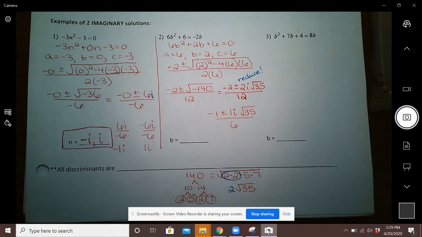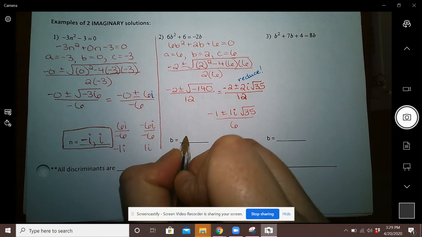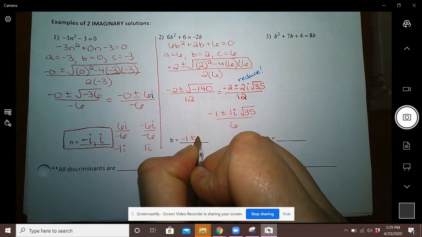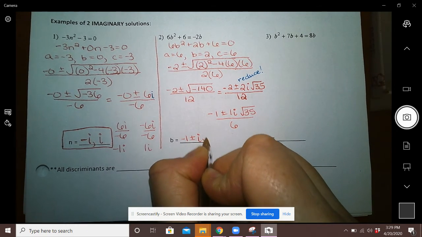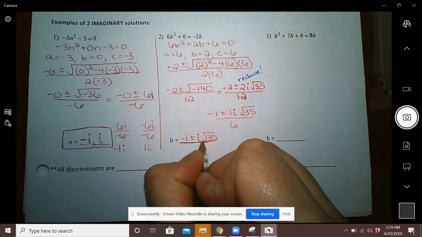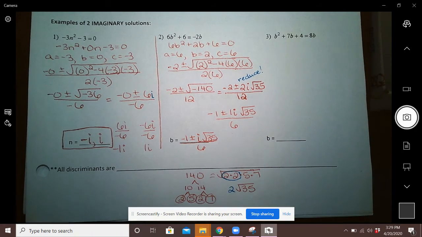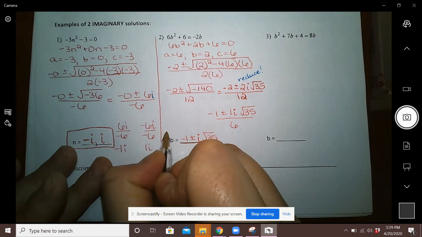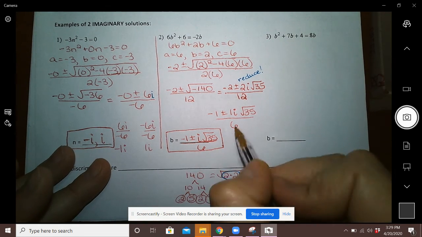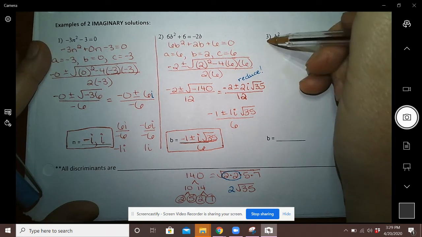Now, the only part you do not have to write in that whole thing is the 1 times the i. We never have to write a 1 that's multiplying something, so I'm going to write it like this: negative 1 plus or minus i, that is 1i, times the square root of 35, all over 6. You guys, I totally would not count it wrong if you left that 1 right there.